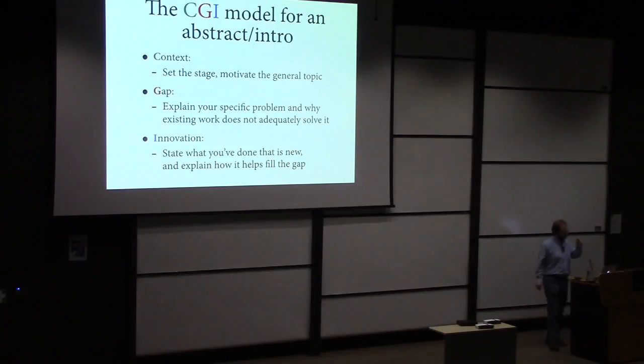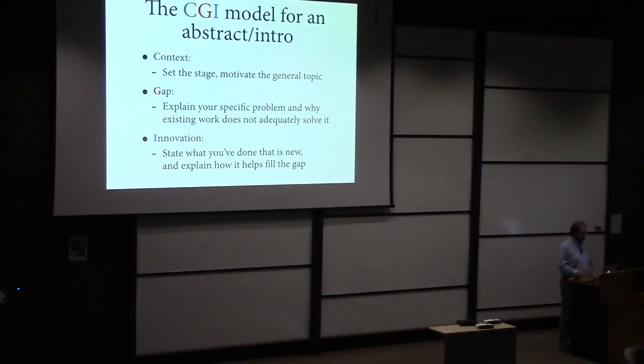Then you want to quickly move to the gap, which is what is the specific problem you're solving, and why does existing work not solve it, or at least not solve it well enough, so that it motivates why your paper is worth reading. The important thing here is you have to really hone in and clearly explain what is the specific problem. A lot of papers I find just ramble on about general problems, and it never becomes exactly clear what is the problem that this paper is solving.